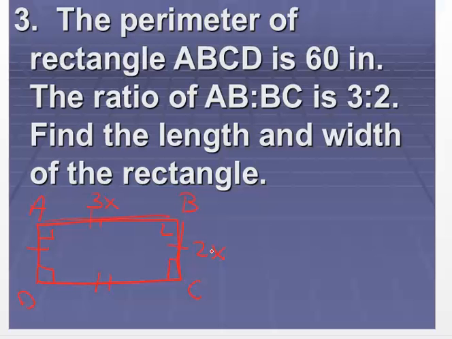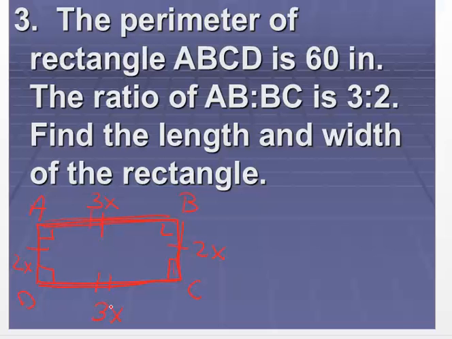Now, they give us perimeter. The perimeter is 60 inches. Remember that perimeter is the distance all the way around our rectangle. So I need the length of the bottom side. Since that's the same as the top, it's 3x. And the left side is the same as the right, so it's 2x. So to use perimeter, we're going to add these up and set it equal to 60.